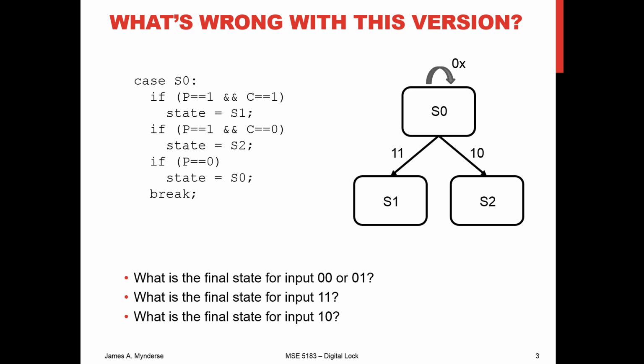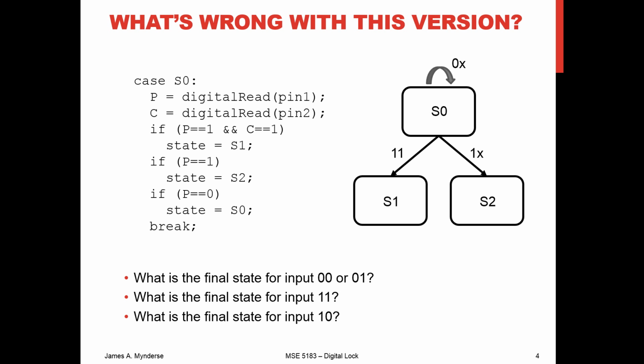So what is the final state for an input of 0, 0 or 0, 1? Well, we don't know because we haven't read the inputs. So the inputs are locked into whatever the previous time we read them are. How about the second case? Notice that we're reading the inputs again in this case.